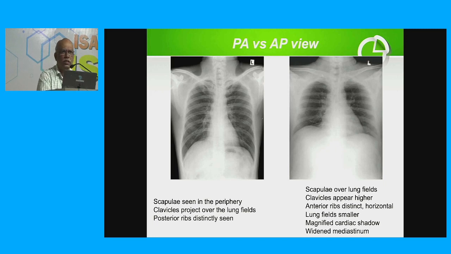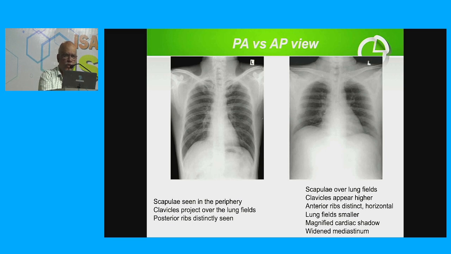So next team, I have displayed the PA view and an AP view. The PA view is the commonly taken view. Next team is from renal medicine. Yeah, please compare these two X-rays. First is PA view, the commonest taken view. Here the scapula will be out of the lung field. Clavicles also project out from the lung fields, and the cardiac shadow will be less prominent in PA view.